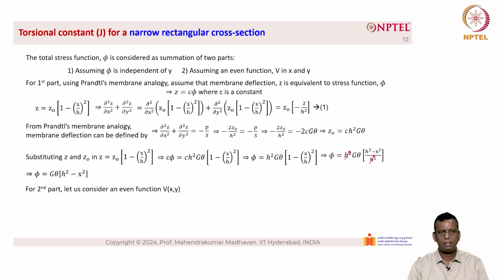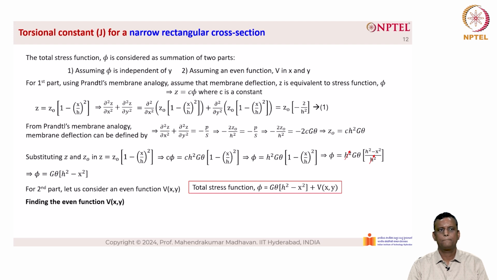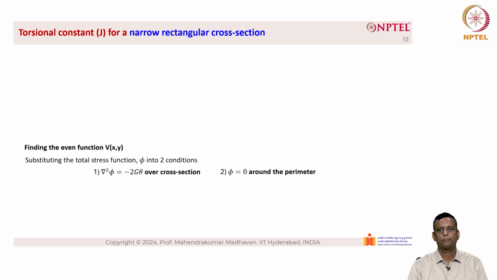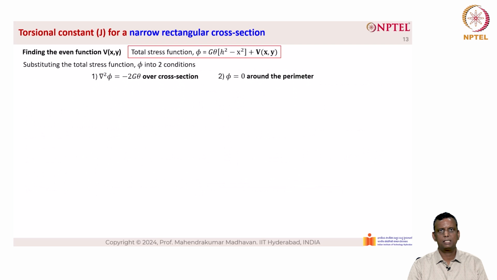So for the second part, let us consider an even function v of x comma y. So the total stress function is given as φ equal to Gθ into (h² − x²) plus v(x, y). So finding the even function v(x, y): substituting the total stress function φ into two conditions. Condition 1 is ∇²φ equal to −2Gθ over the cross section, and condition 2 is φ equal to 0 around the perimeter. So these two conditions must be satisfied by the stress function φ.